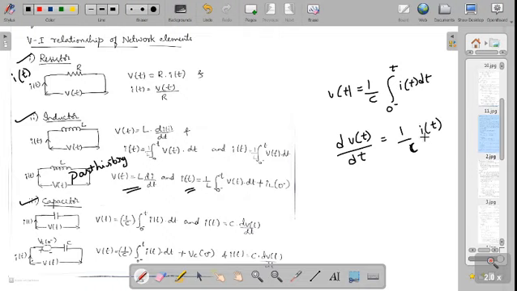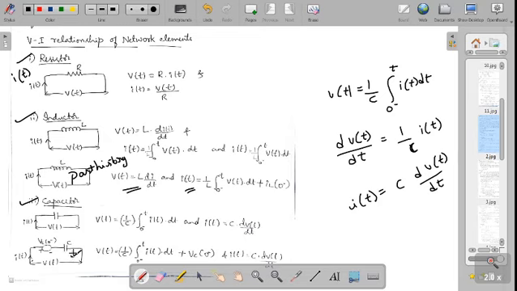I of t equals, we take the C to the other side, C into d of v of t divided by dt. So this is the equation for current. I of t is equal to C into d of v of t by dt. So this is the equation for current, and the earlier one is the equation for voltage. Now if the capacitor has some past history, what does it mean?